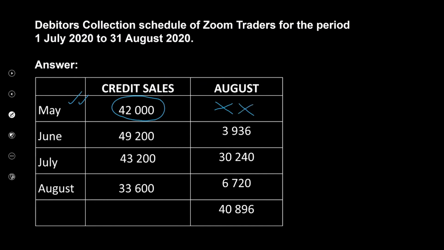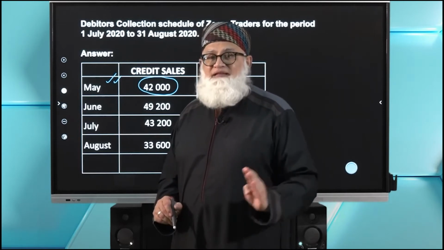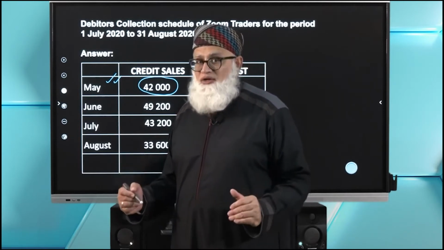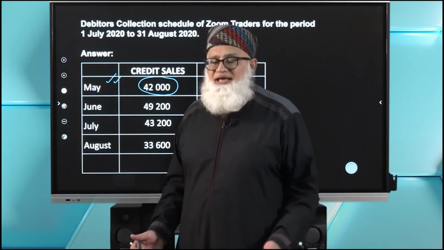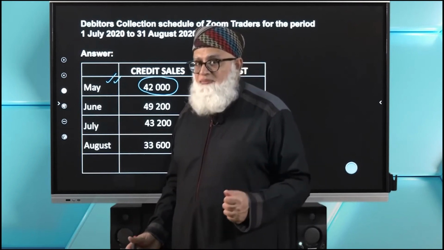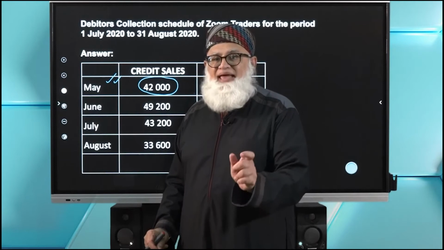The question that you may be asking is, why is the 2% not shown in August? Because clearly the 2% is your bad debt that you had written off in the month of August. And we know now at this stage from all the lessons that we have done that bad debts do not appear in my cash budget. Why? It is a non-cash item. However, it will appear in my projected income statement under my operating expense, bad debts.